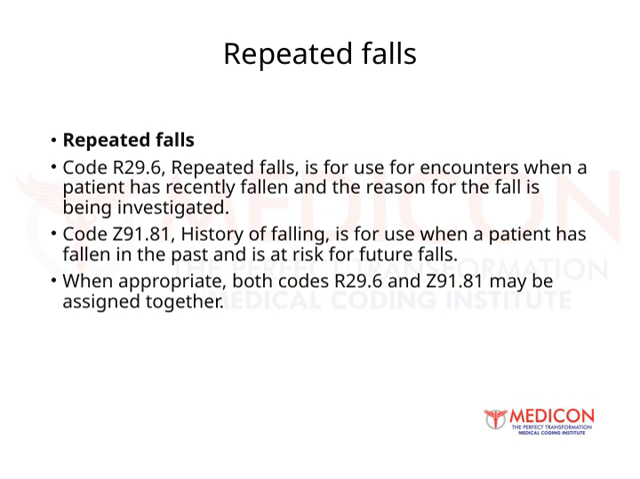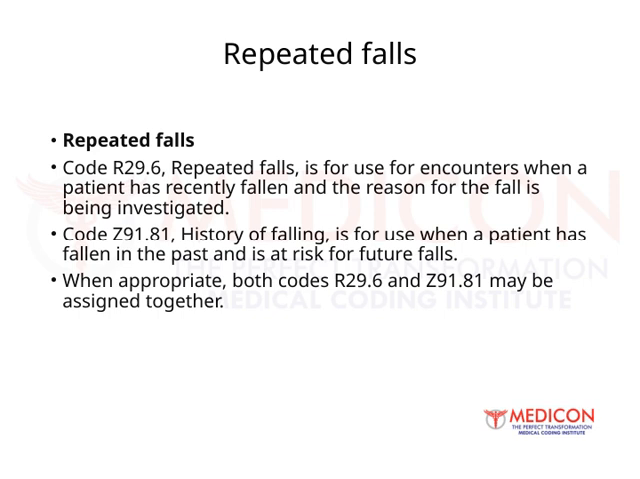Now, if a patient has a history of falling in the past and is considered at risk for future falls, we use a different code, Z91.81, which indicates a history of falling. This is important because it highlights the patient's ongoing risk, even if they haven't fallen recently.